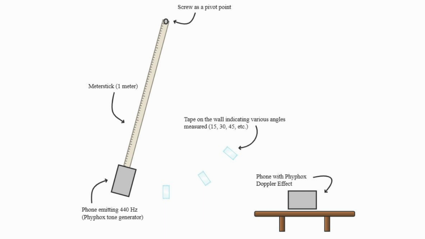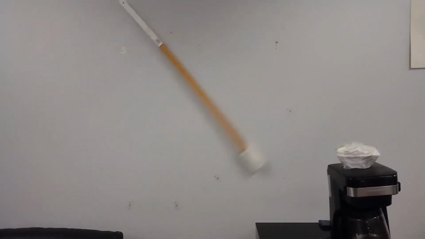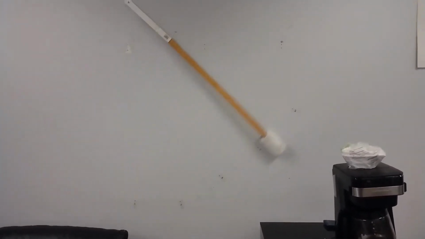The Doppler effect phone is also placed a certain distance away to avoid any noise cancellation. From this, we can then swing the pendulum from the marked point and let it swing for a certain number of oscillations. We'll then be able to extract the data from there.